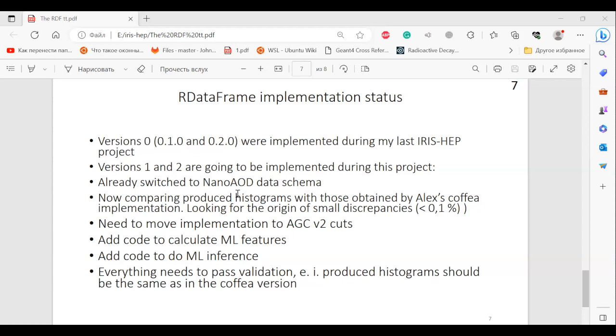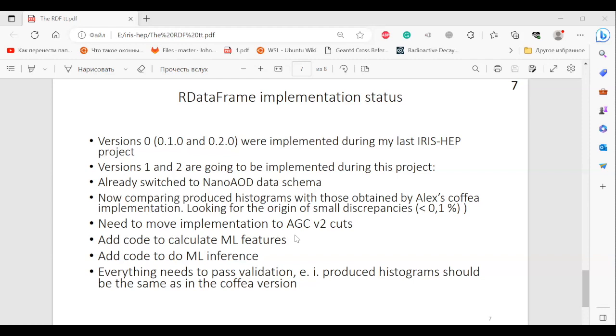During this internship, I already switched to the new data schema. And currently I'm comparing produced histograms with those obtained by Alex's implementation. I have small discrepancies, less than 0.1%. And now I'm looking for the origin of these discrepancies. I need to do some debugging.